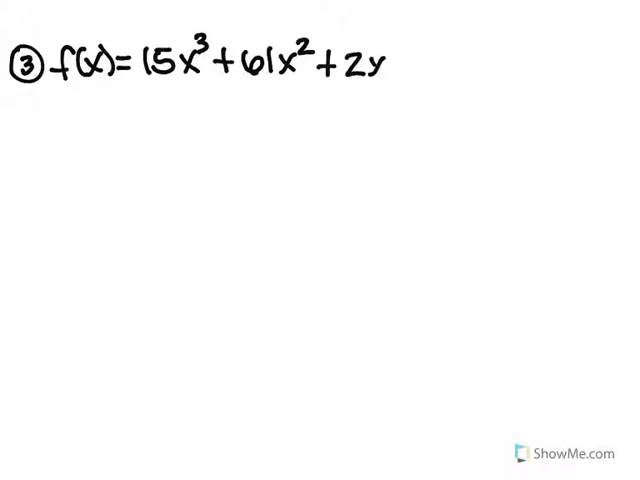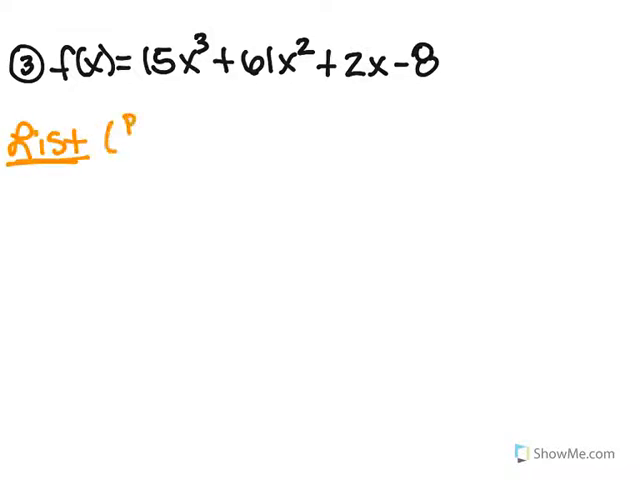Next example, number 3. F of x equals 15x to the third plus 61x squared plus 2x minus 8. So the very first thing you're going to do is generate our list.